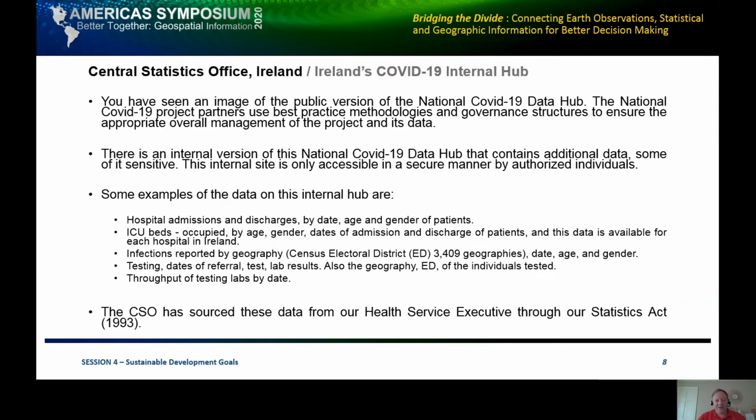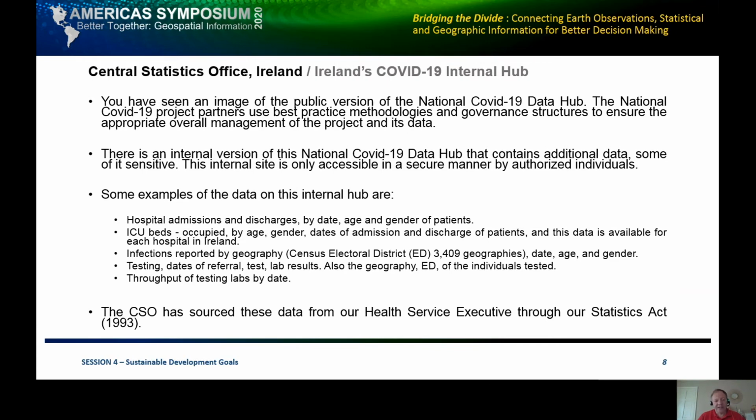You have seen an image of the public version of the National COVID-19 Data Hub. The National COVID-19 Data Project partners use best practice methodologies and governance structures to ensure the appropriate overall management of the project and its data. There is an internal version of this National COVID-19 Data Hub that contains additional data, some of it sensitive. This internal site is only accessible in a secure manner by authorized individuals.